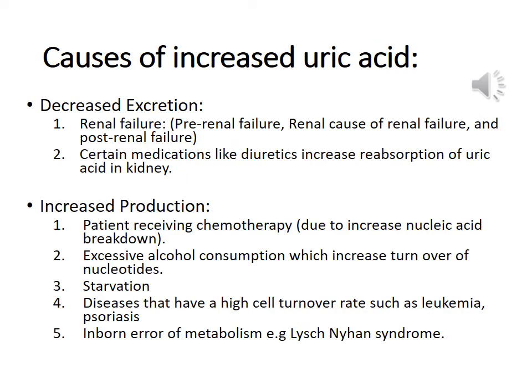Now let's come to the causes of increased uric acid. These are a little bit difficult, so please try to focus with me, and let's do it in a different way compared to the book. Let's divide the causes into decreased excretion and then increased production. In decreased excretion, we have normal uric acid, but unfortunately I am not removing it from my body. If I am not removing it from my body, it will start to increase in my blood.